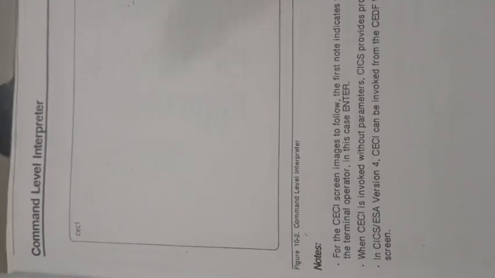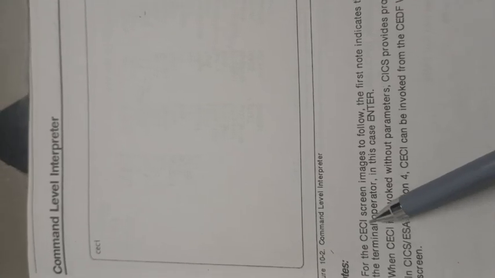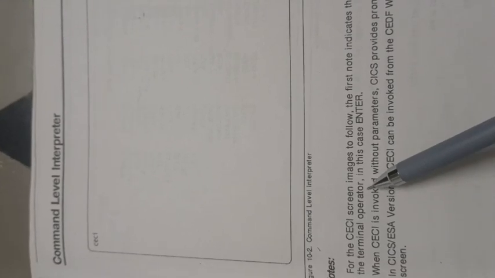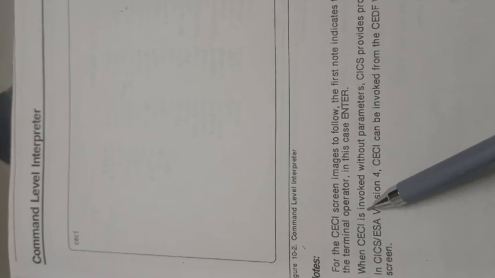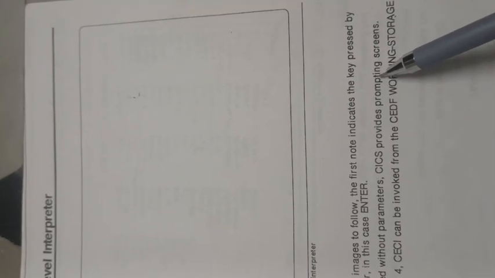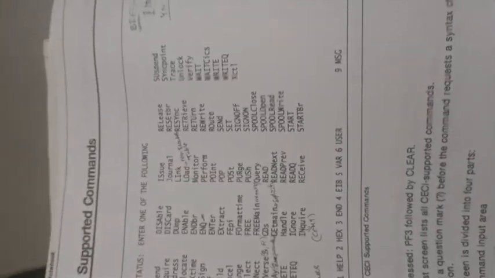Next, we start with the CECI command. To start the CECI command, first type CECI on the mainframe CICS screen. For the CECI screen image below, first log on, then enter the CECI command and press the enter key. When you invoke CECI without parameters, CICS supplies a prompting screen, and we'll go to the next screen.